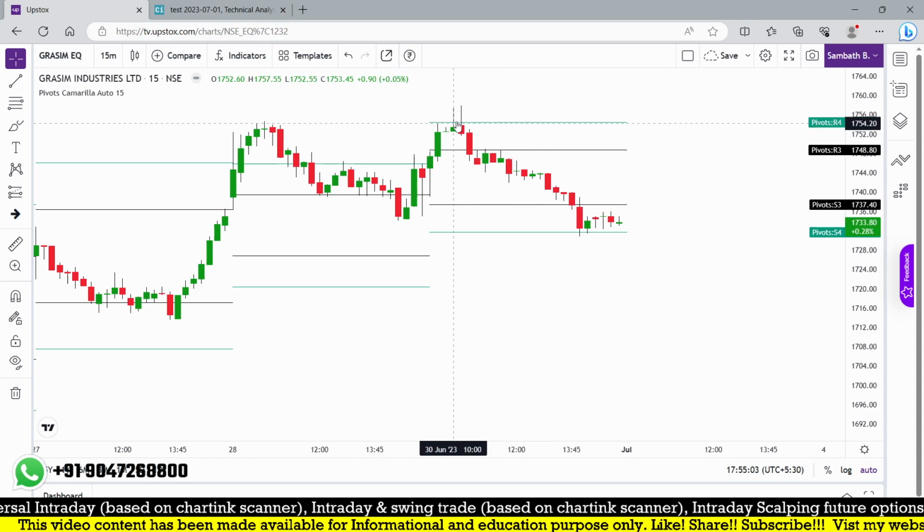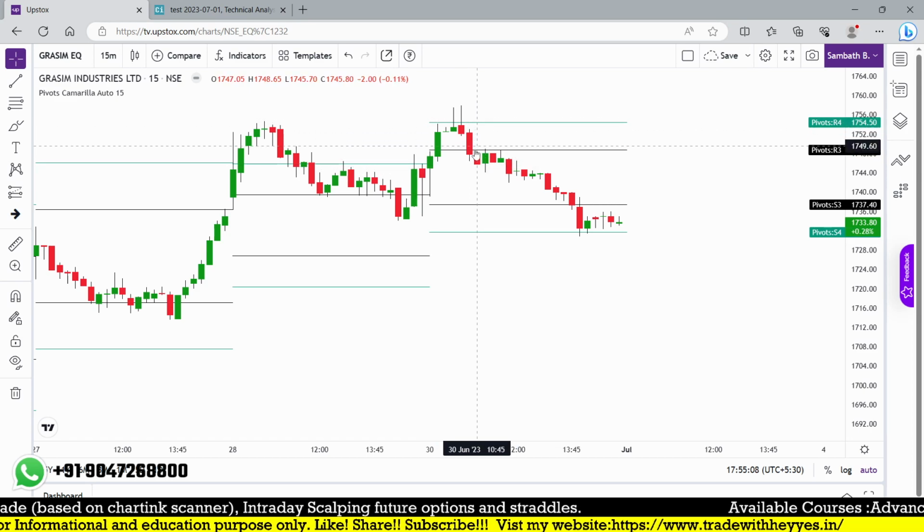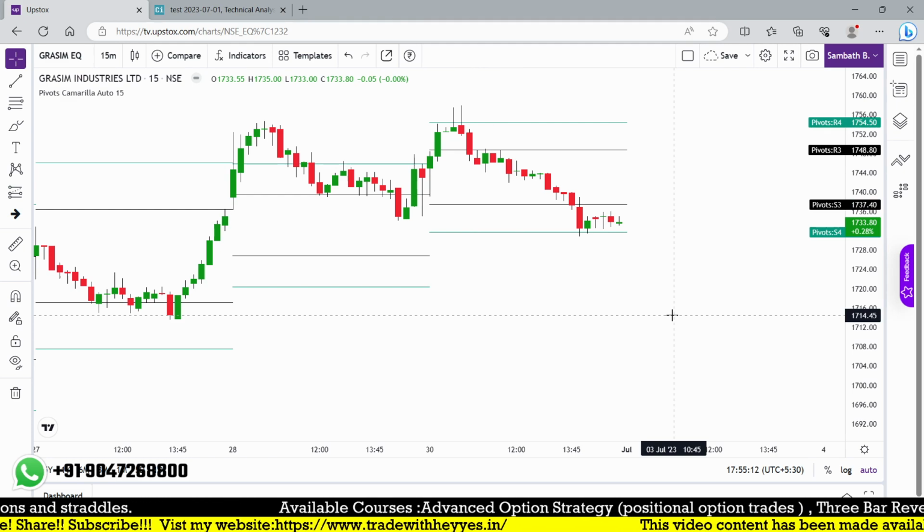After moving above R3, if it has returned back and closed below R4 and closed below R3, then there is a trend reversal also. So we can discuss that in the next videos.